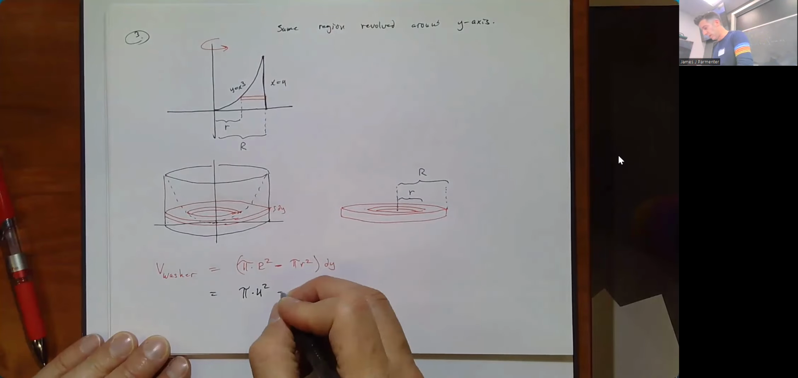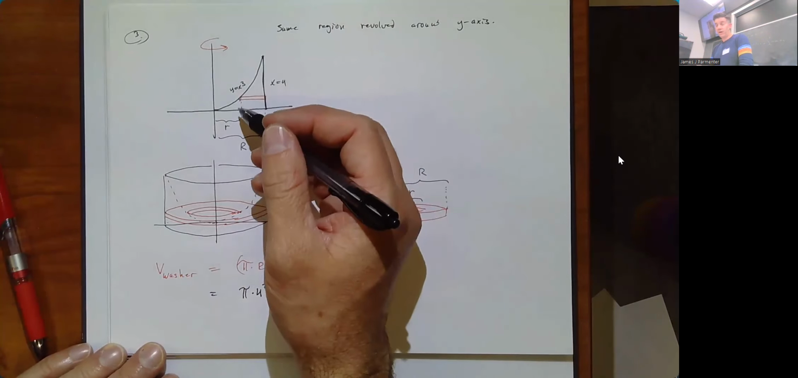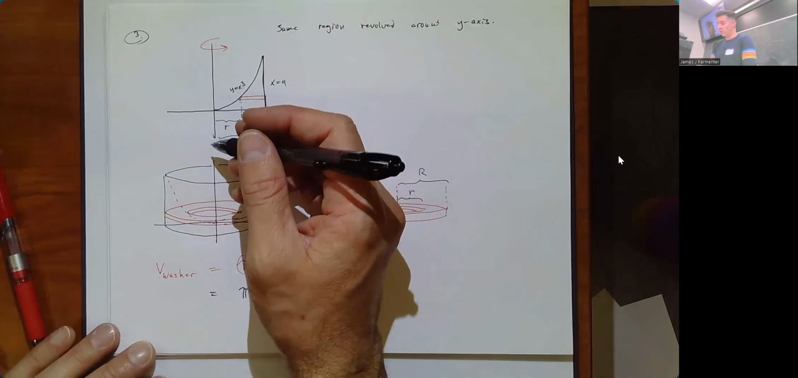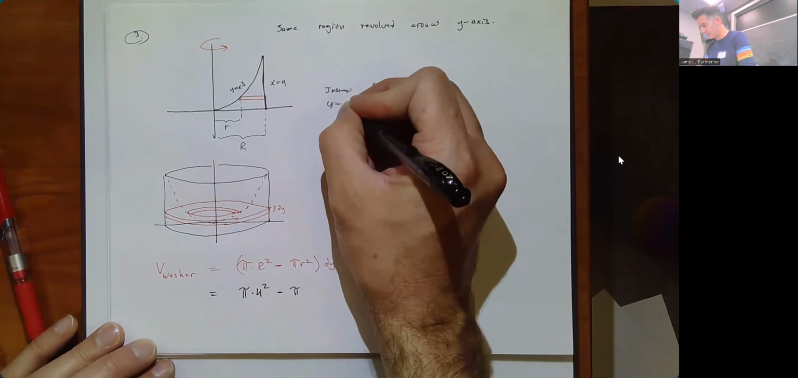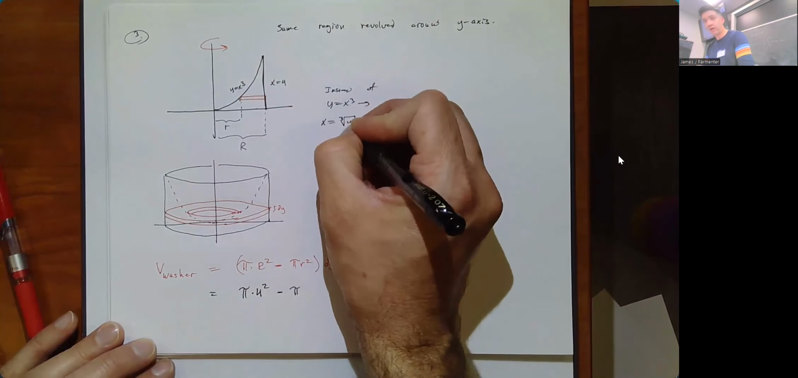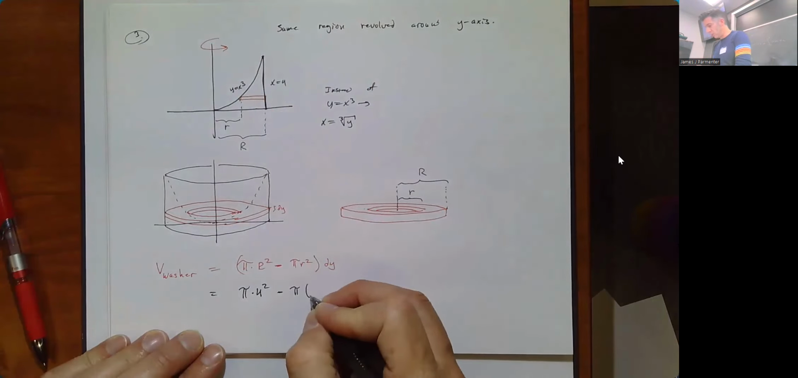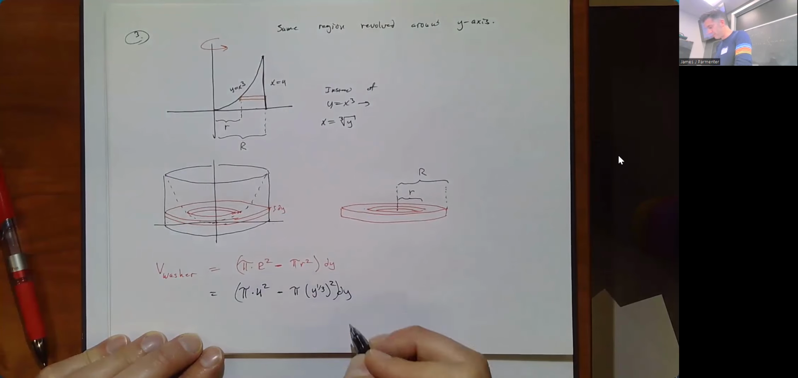The inner radius is a little dicier. The inner radius is the function that's closer to the axis of rotation. But we have to change it. We can't write that as y = x cubed. Instead of y = x cubed, we need x equal to the cube root of y, because we have to write x as a function of y, because our integral is going to be in terms of y. So we're going to get the cube root of y, or I probably prefer to write that as y to the 1/3 squared, all times dy.